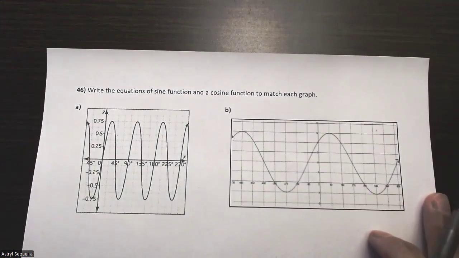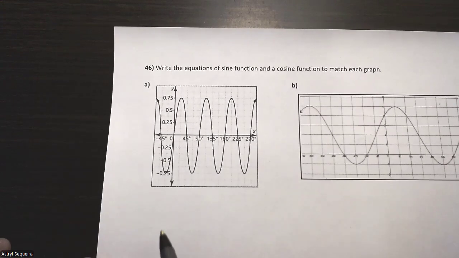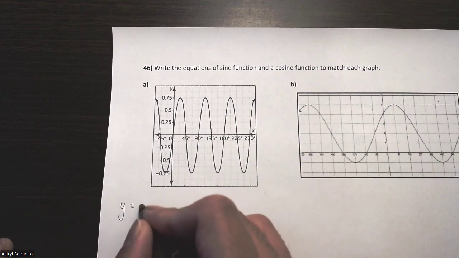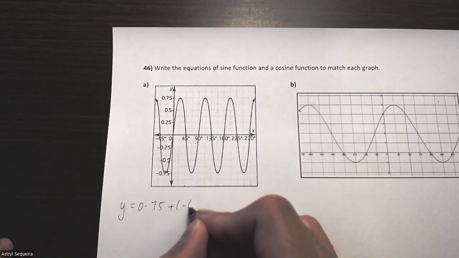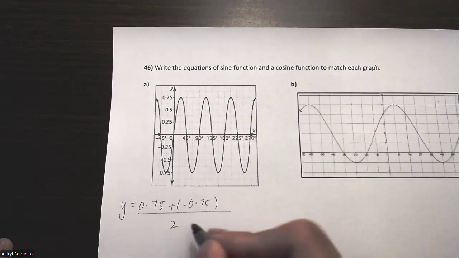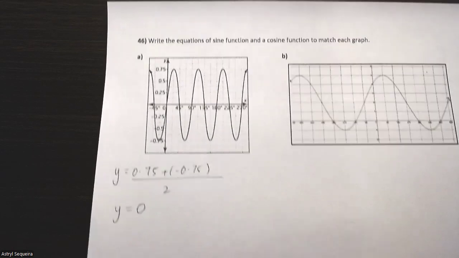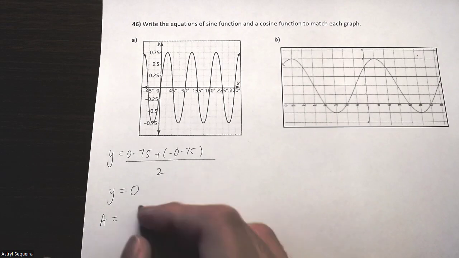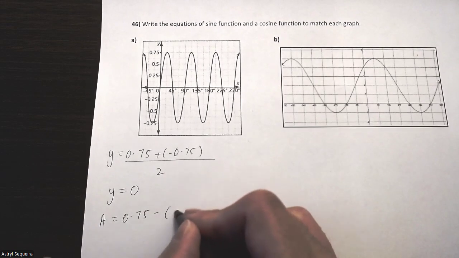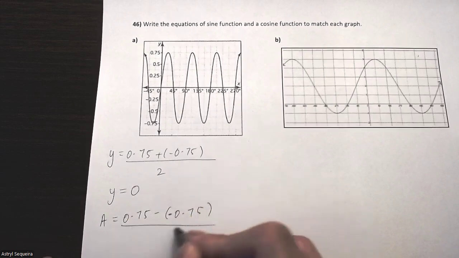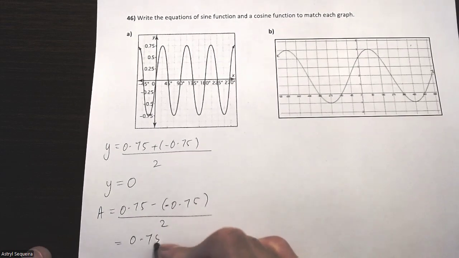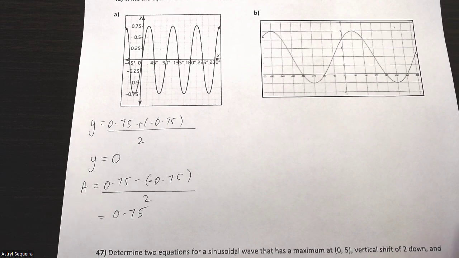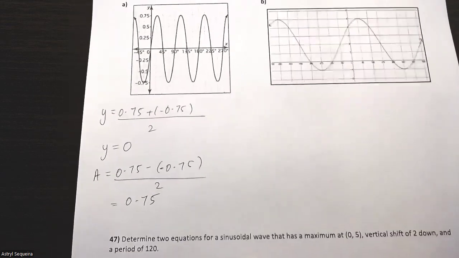Write the equation of the sine and cosine functions to match each graph. So let's start with this first one over here. I always find my equation of axis first, which is max plus min divided by 2. You could also do this off the graph straight away. I'll just show the calculation here. So it's 0. Next, I'll find my amplitude, which is max minus min over 2, which is just 0.75. And then I will find my period.